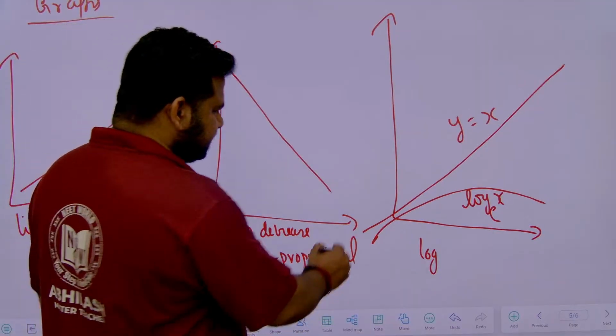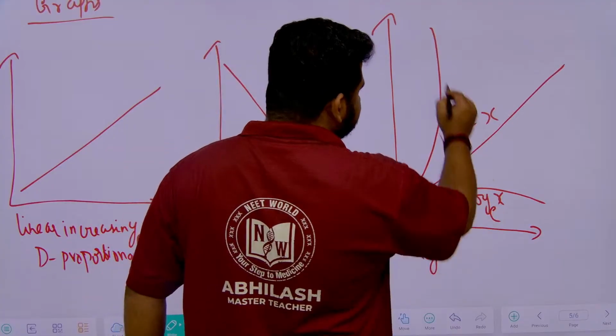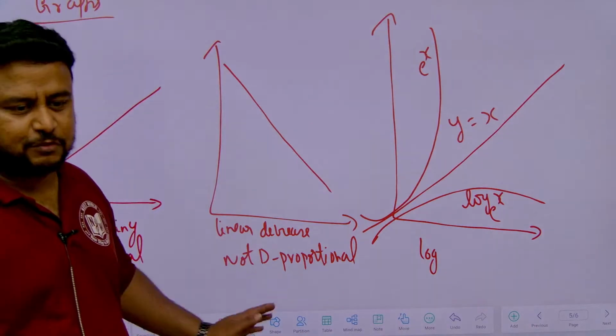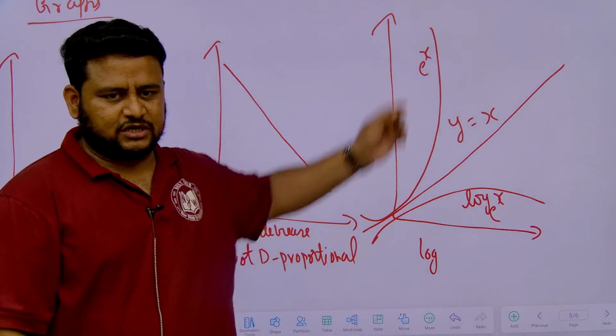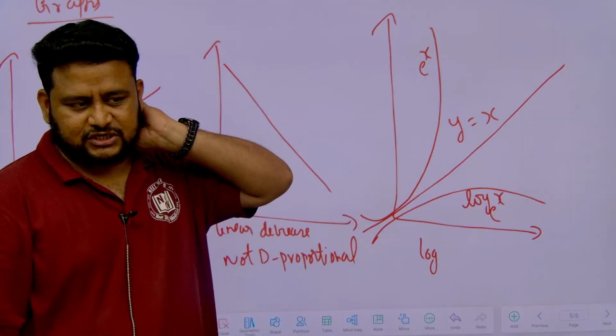For the same thing, if you have a graph like this, which is going up like this, we call this e to the power of x. This is nothing but exponential increase. For a small change in x, there is exponential increase in y. This is called exponential increase.